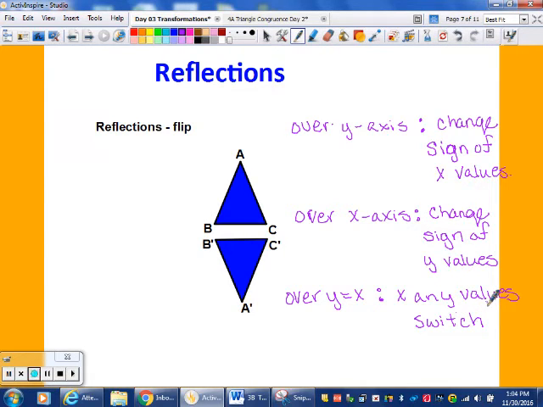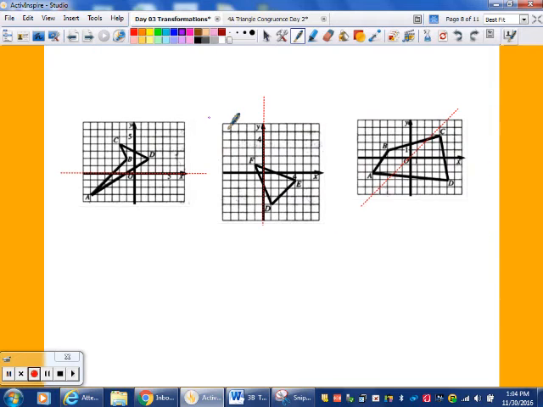Now, are there other types of reflections out there? Yes, they could have you flip over x equals 3 or over y equals 2. But most of the time, these are the 3 more common ones you're going to see. Okay? So let's try some reflections. You good? We good? Okay.